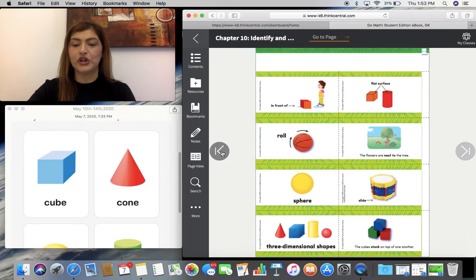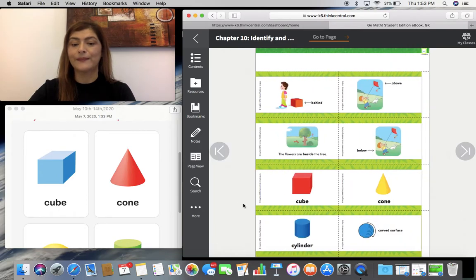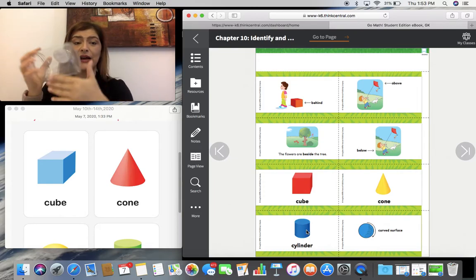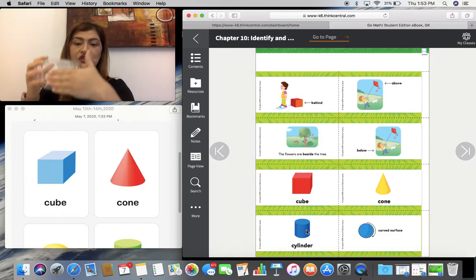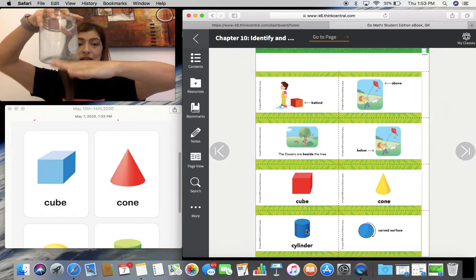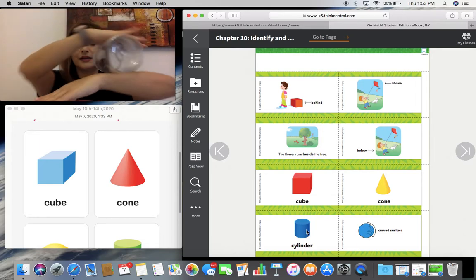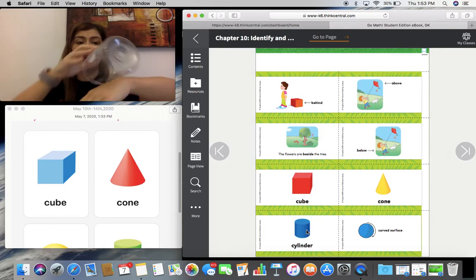Now, what other shapes do we have? Let's look here. What is this? A cylinder. Very good. A cylinder. Let's look at this cylinder. It has a flat surface and a round surface. So a cylinder can slide and can roll. See? It can slide and roll.